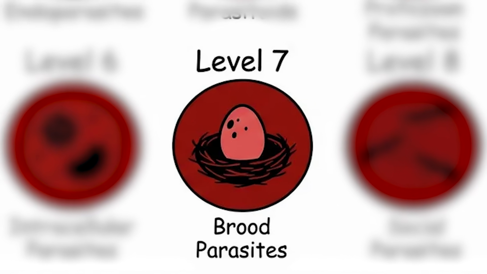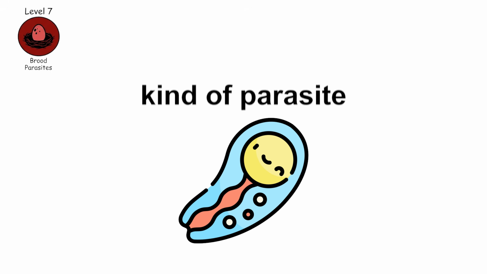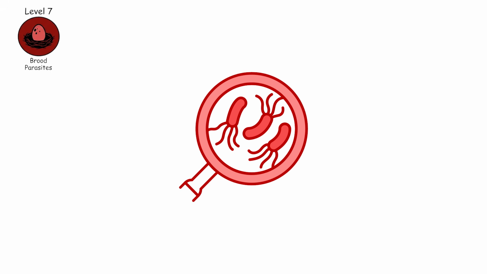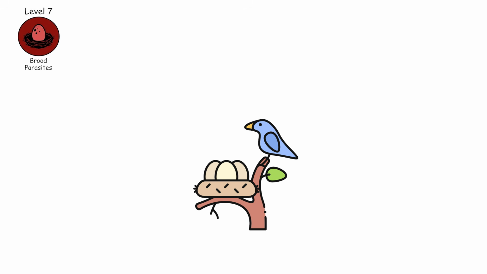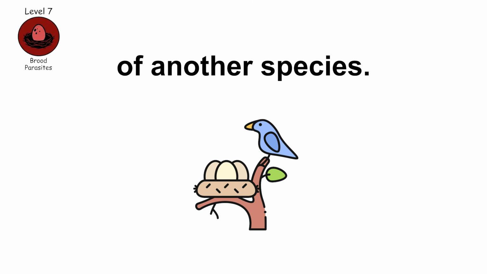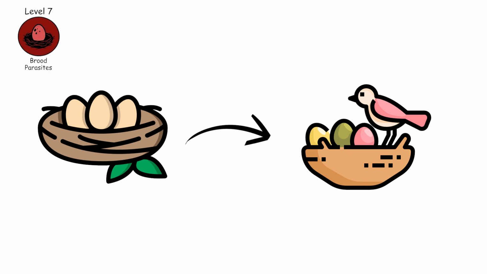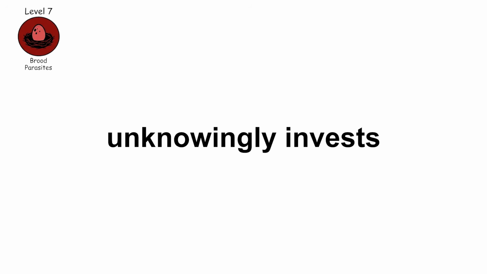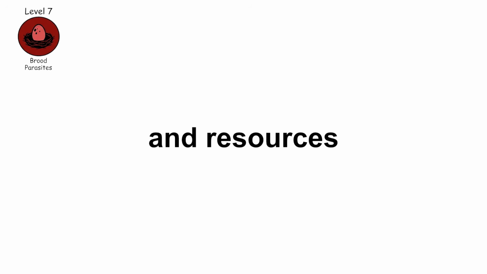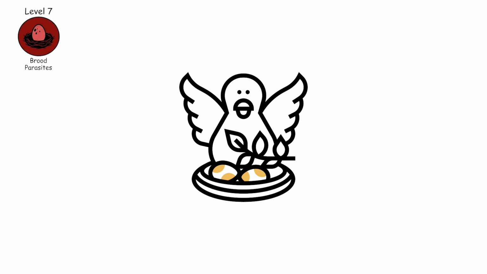Level 7. Brood parasites. Brood parasites are a very different kind of parasite because they do not live on or inside the body of their host. Instead, they exploit the parental care of another species. In brood parasitism, an animal lays its eggs in the nest of a different species and leaves the host to raise its young. The host unknowingly invests time, energy, and resources into raising offspring that are not its own.